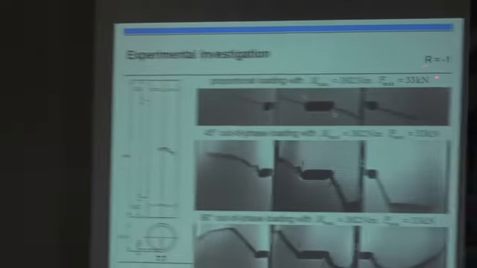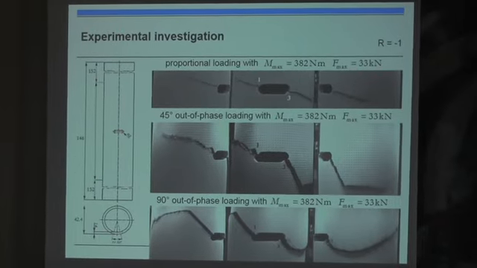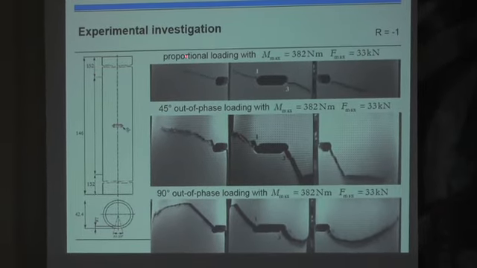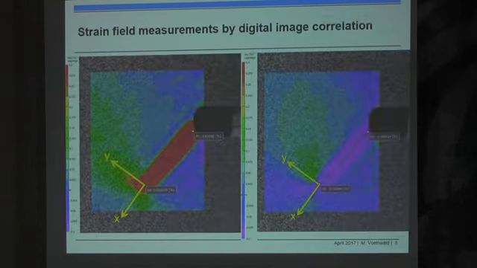So we loaded it, for example, under pure tension, under pure torsion, cyclically of course, and then also under proportional loading with some numbers of torsion moment and normal forces. Then with a 45 degrees out of phase loading of these load components and a 90-degree out of phase loading. All our experiments have been performed under a load ratio, R ratio of -1. Nothing else we will hear today or see today.